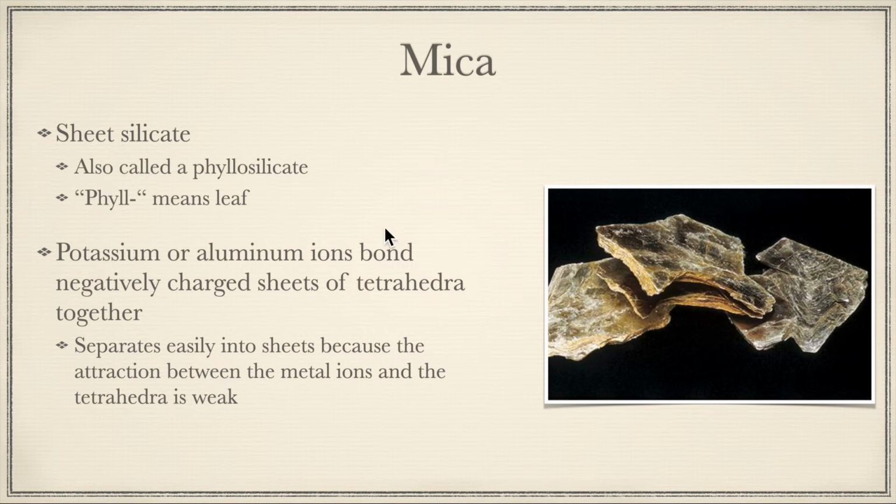Mica. Mica is a sheet silicate. These are also called phyllosilicates. Phyll or fill means leaf. So these are like leaves or pages of a book. You can just peel off little thin sheets of this.